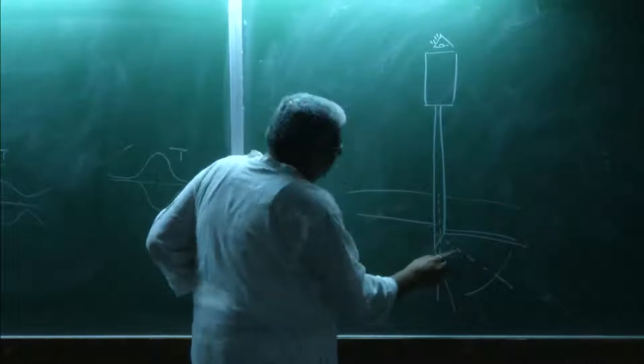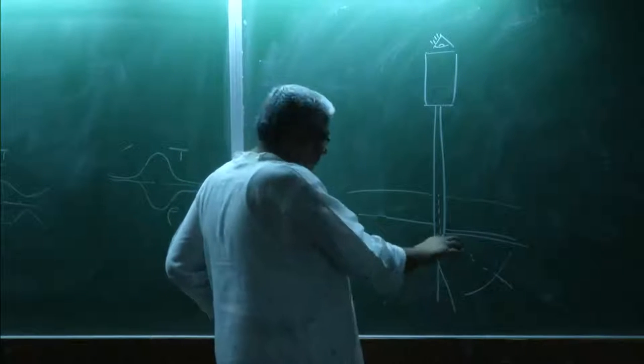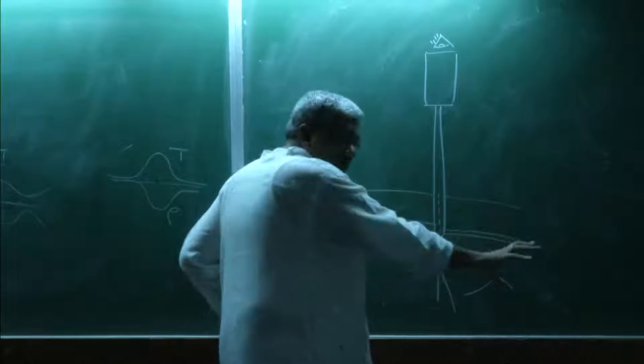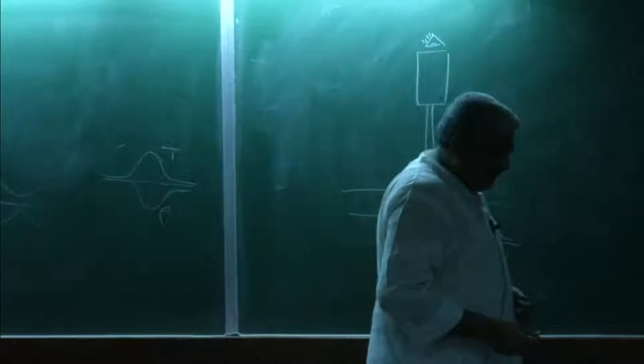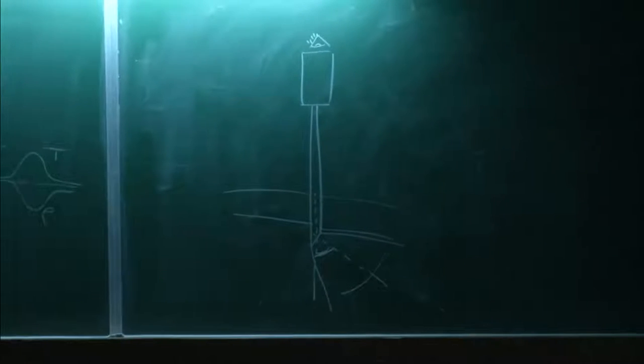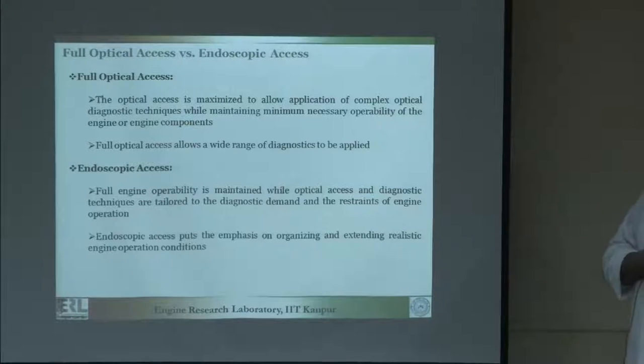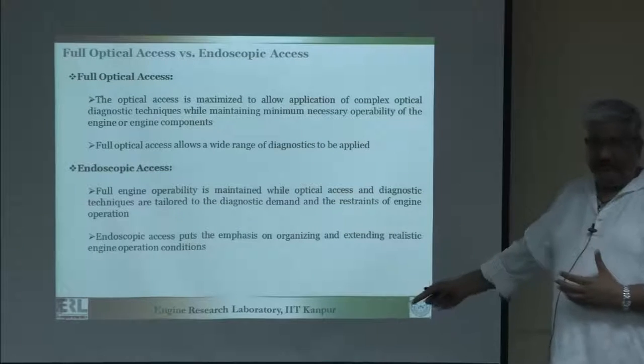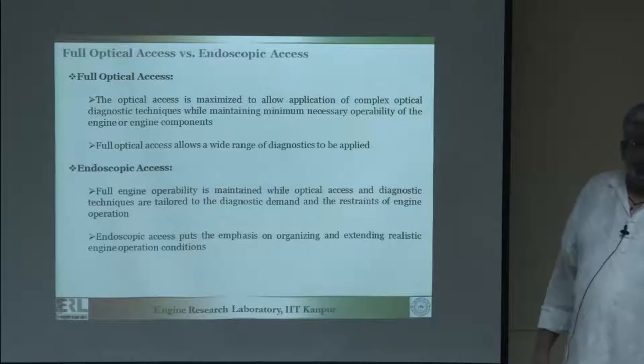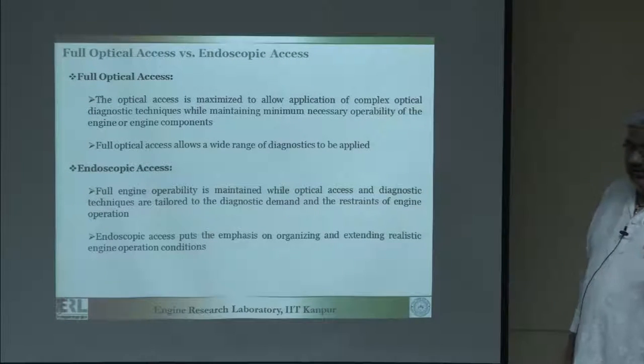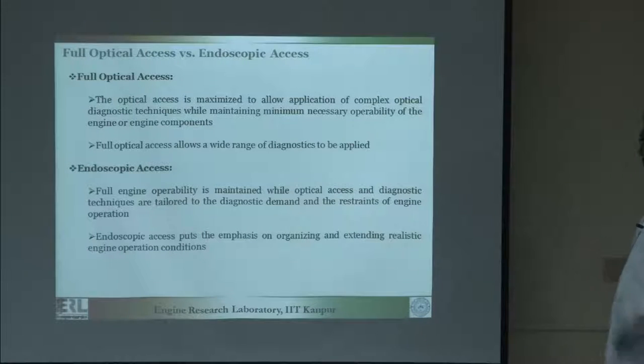This angle can be 0 degree, then you are looking vertical. If this is 30 degree, you are looking like this. If it is 70 degree, you are looking like this. Generally these are the three angles, 0, 30 and 70, which are available commercially. You can buy them and use them. However, all the techniques that I mentioned, LII, LIF, PIV, cannot be employed in this. You can only do visualization, and endoscopic PIV is still under development. Other techniques are not really employed, at least I don't know about them.